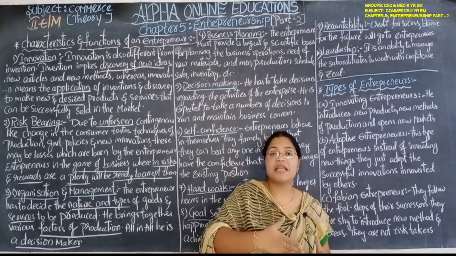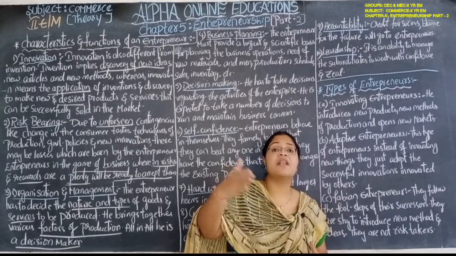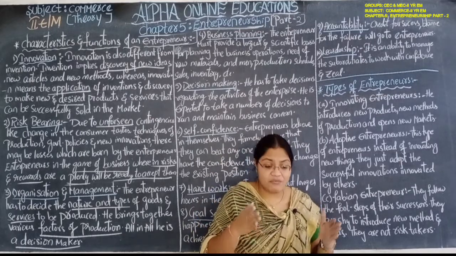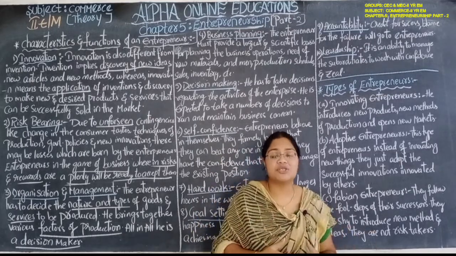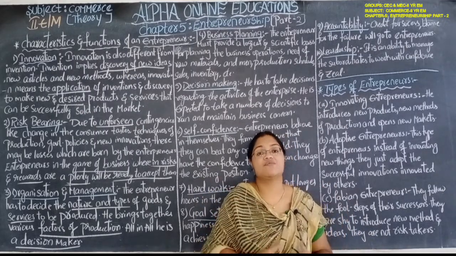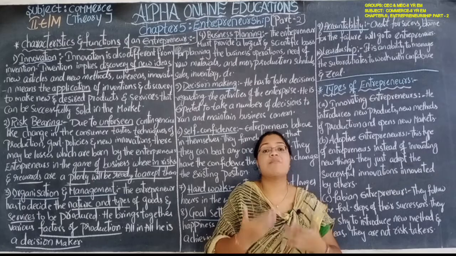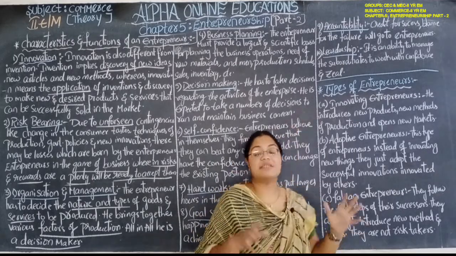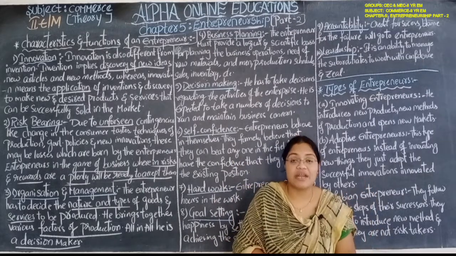A successful leader only leads a successful journey. So, while he is starting his journey, first he should have the capacity to become a leader. Then only can he make his journey successful by motivating his subordinates and co-workers. Okay, so this is about the characteristics and functions of an entrepreneur.